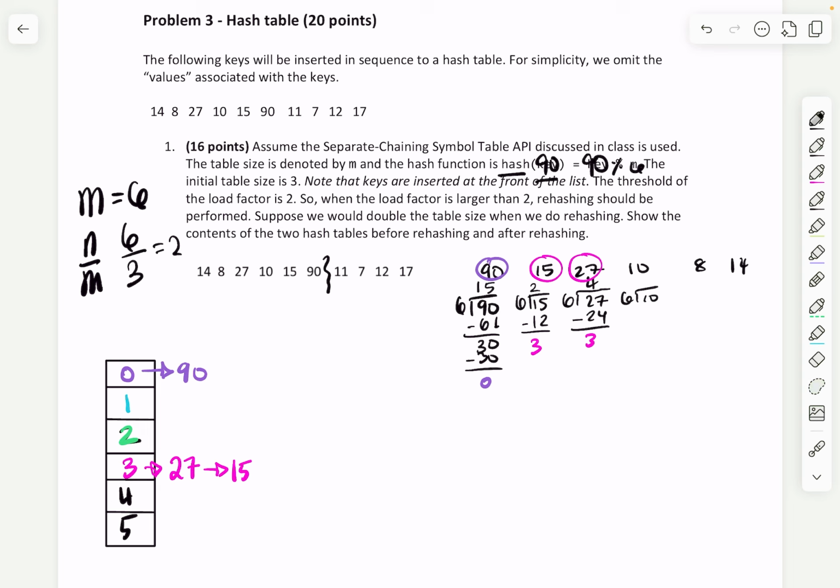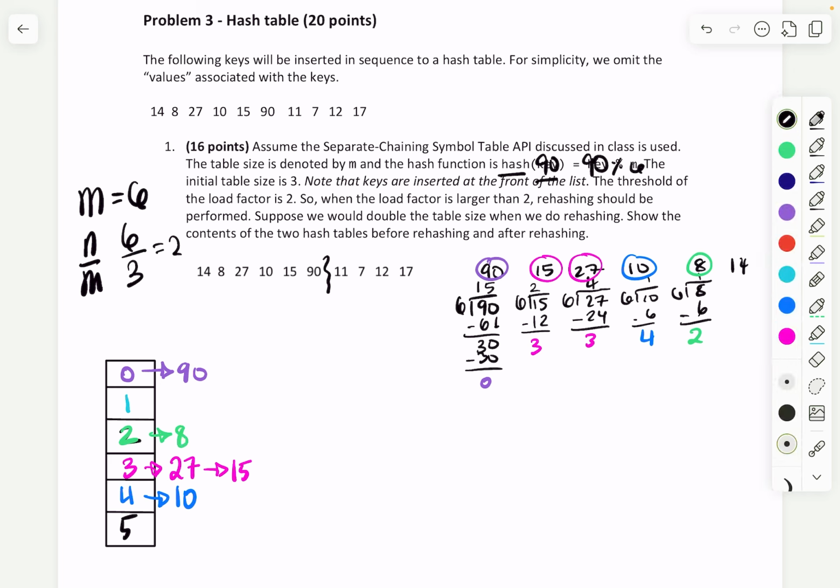So 6, 10, 1, 6, 4. So let's do 4. So there's 4 there. That means that 10 is going to go right in there. And then, let's see. We do this 6, 8. That's 1, 6, 7, 8, 2. 8 is going to be pushed in there.